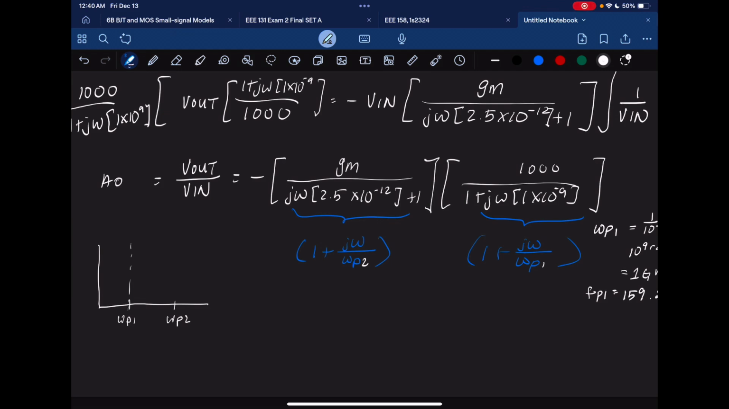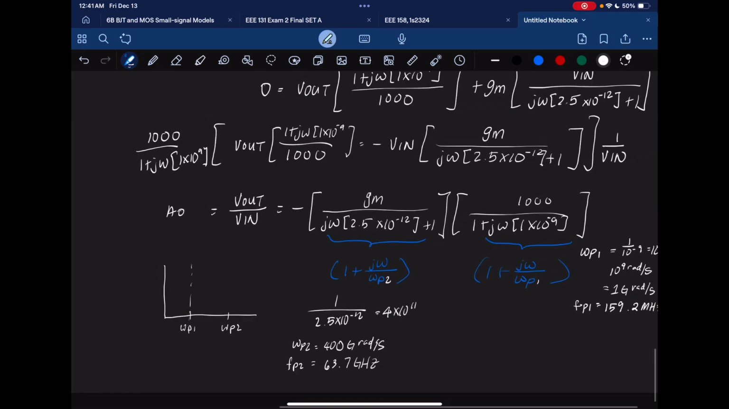Yeah, 1 over WP1. 2.5 times 10 raised to negative 12 equals 4 times 10 raised to 11, or 400 gigarad per second. That's WP2. And then the frequency of P2 is 63.7 gigahertz. Again, it's the same, you divide it by 2 pi.